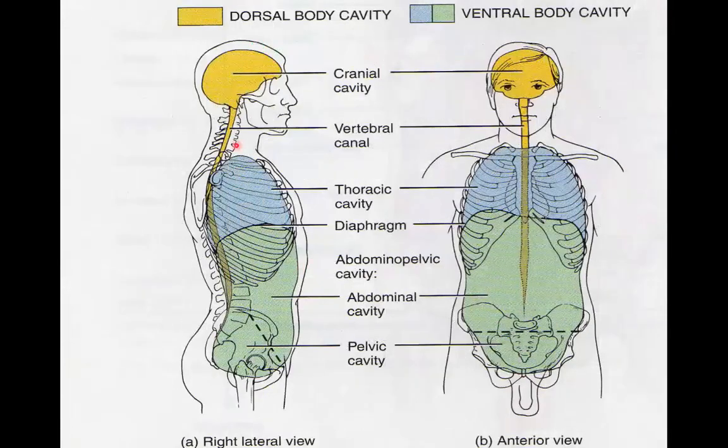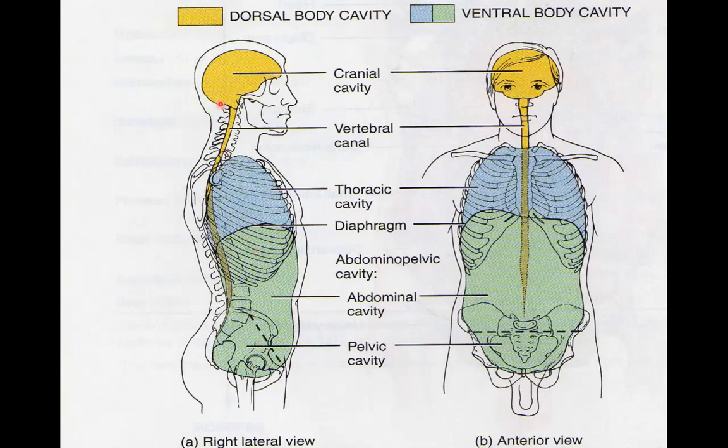If we come into the dorsal cavity, we can describe it as the cranial cavity and the vertebral cavity, or the spinal cavity. This is called the dorsal, while the ventral cavity, which is in front, consists of the thoracic cavity and the abdominopelvic cavity in between.